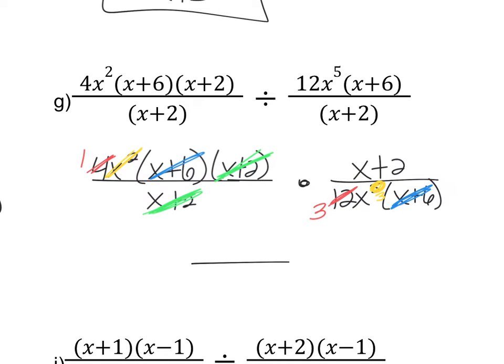All right, so what do you have left? Looks like all that's left on top is x plus 2. You can write that 1 if you want, it's optional, but if you do that, put parentheses around the x plus 2. And then on the bottom, it looks like 3x to the 3rd is all that's left.